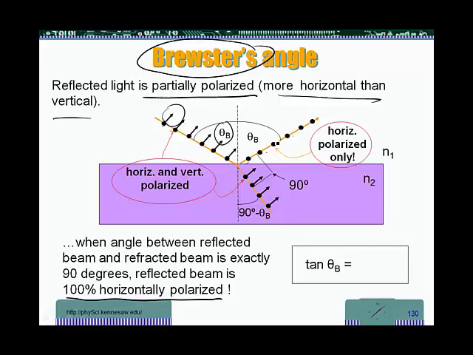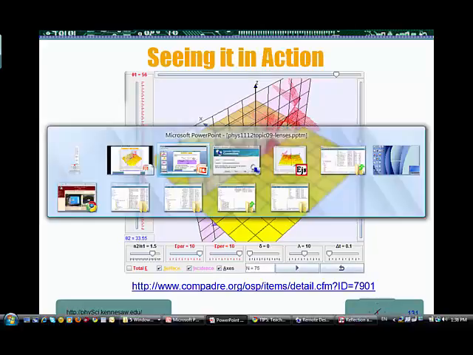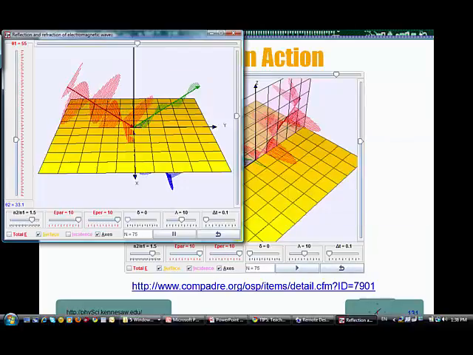Notice here, if this is 90 degrees and this is theta sub b, the reflected angle, then our angle of refraction is just 90 minus theta sub b. Now, before going further, let's play a little bit with the simulation. Okay, here's the simulation.